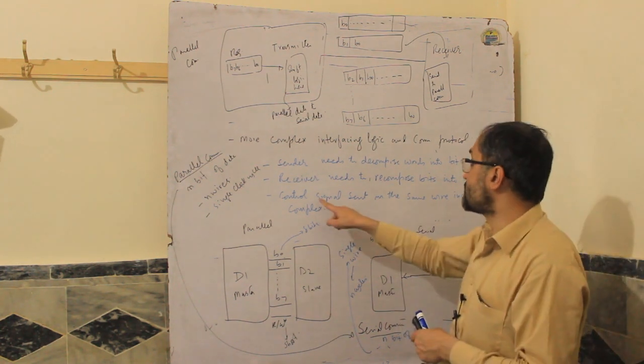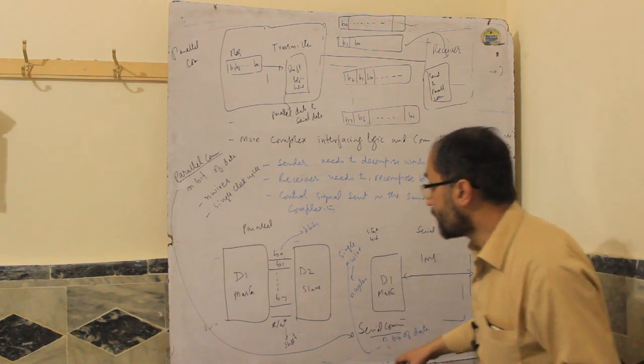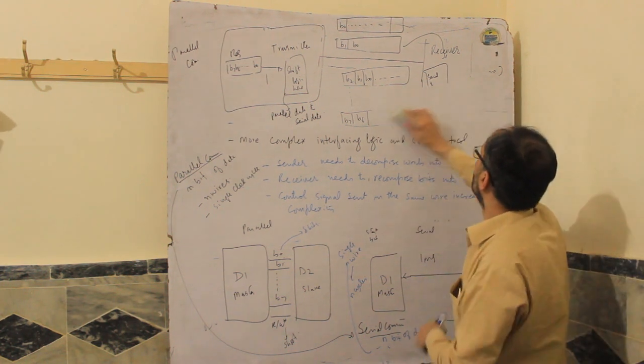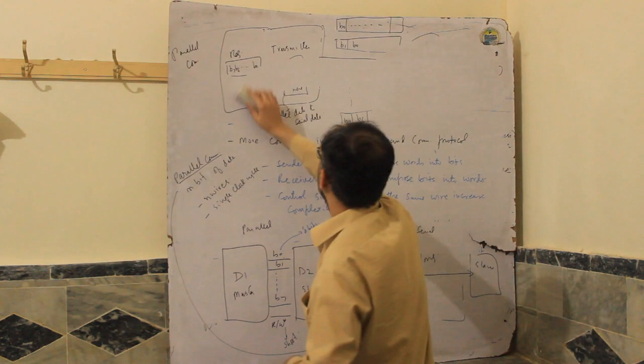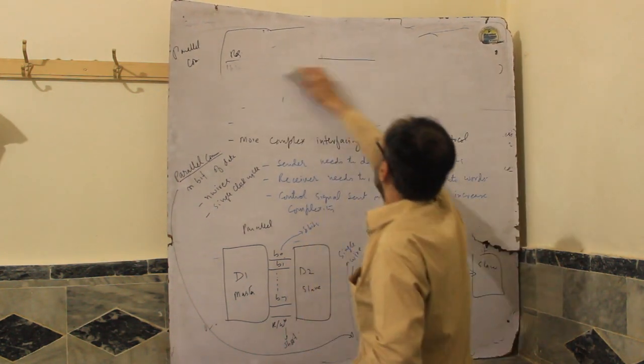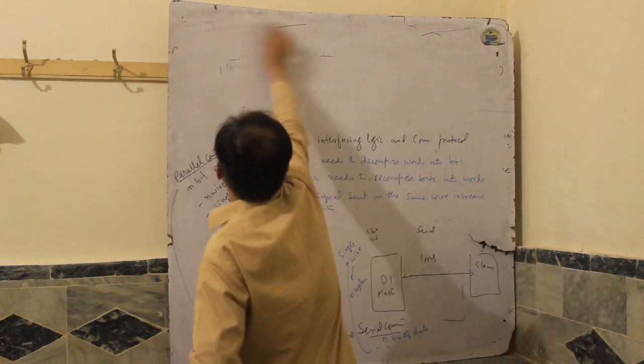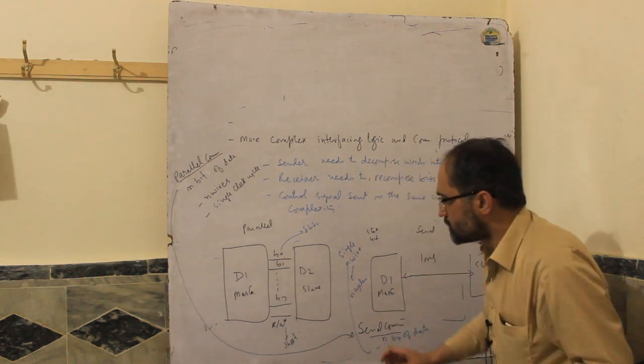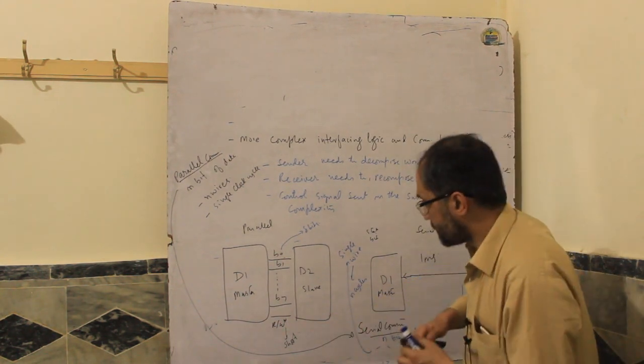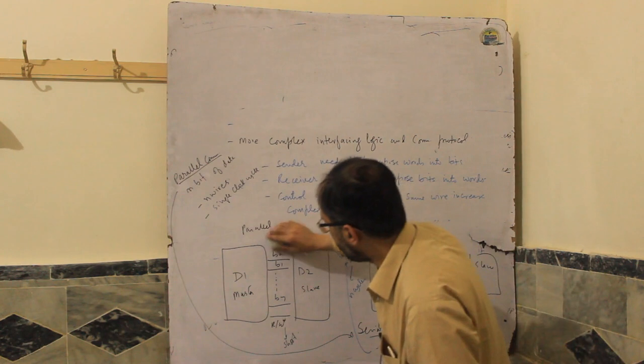Sometimes control signals are also sent on the same wire, which also increases the complexity. What is an example of a control signal? An example of a control signal is the read-write bar signal. So let's assume that we have parallel data.